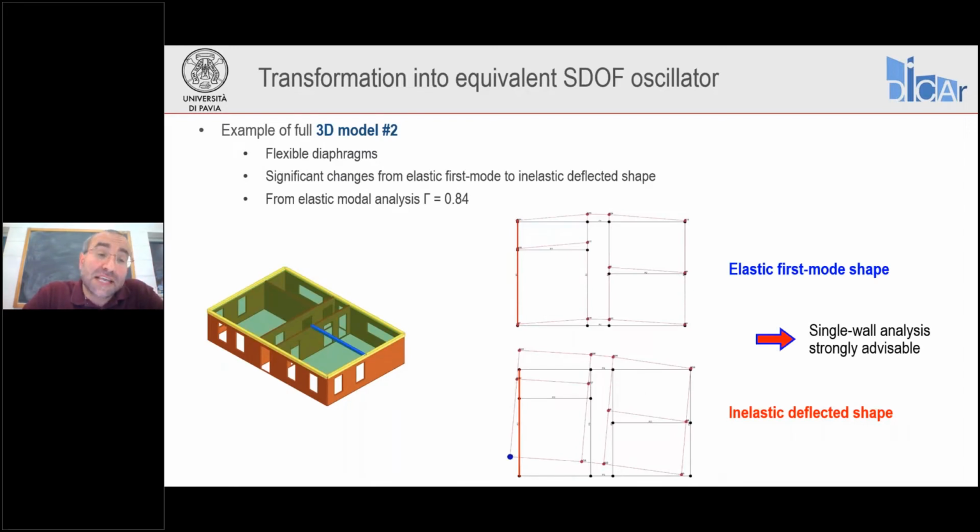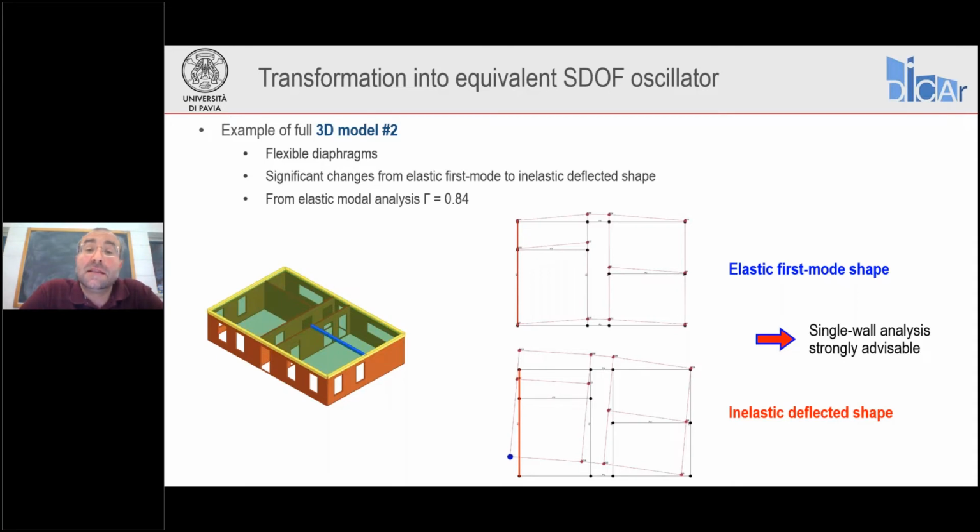Now let's consider this other example. In this case, diaphragms are quite flexible, so they don't couple the response of parallel walls very well. And we can see that the elastic first mode shape is completely different from the inelastic one. In the elastic world, the two parallel walls on the right-hand side and left-hand side of the building are moving much less than the inner walls. And here we can really appreciate the deformability of the diaphragm.